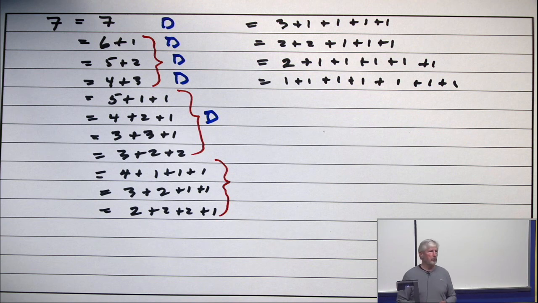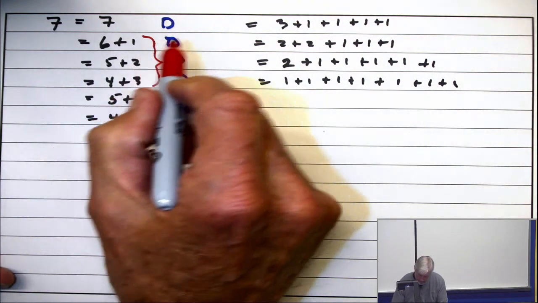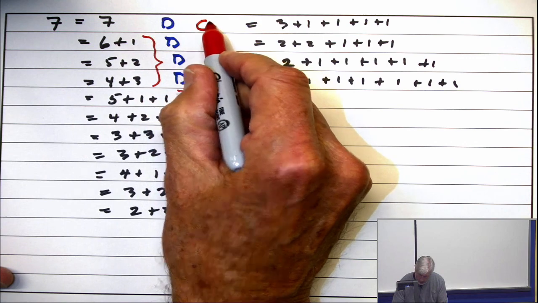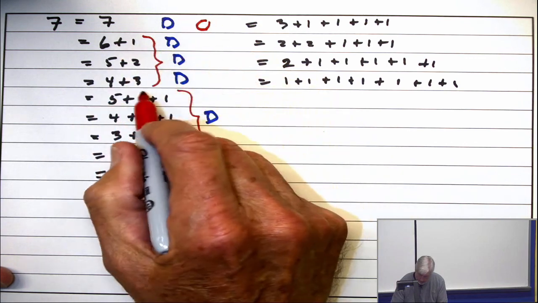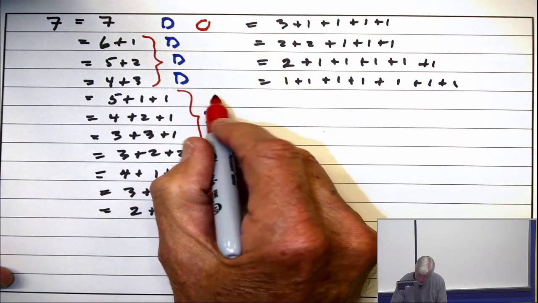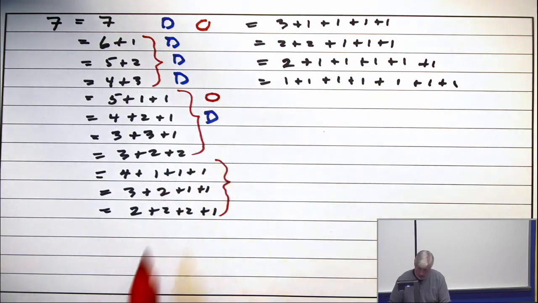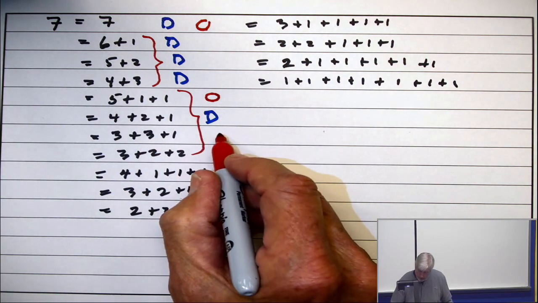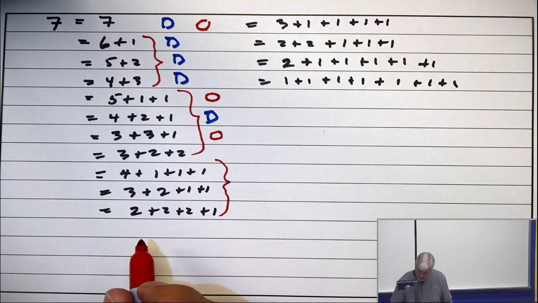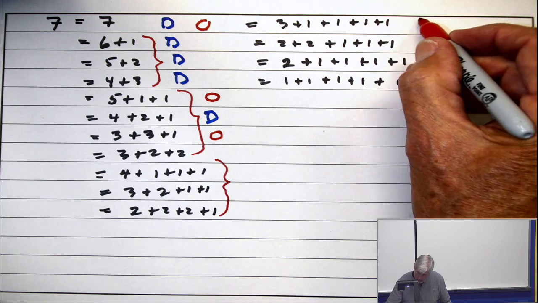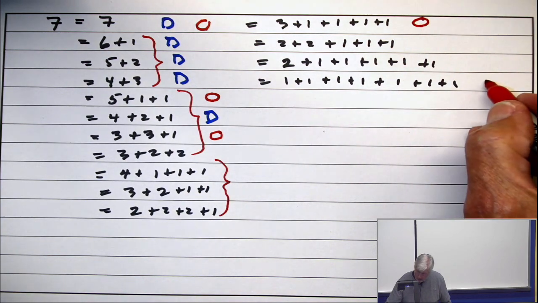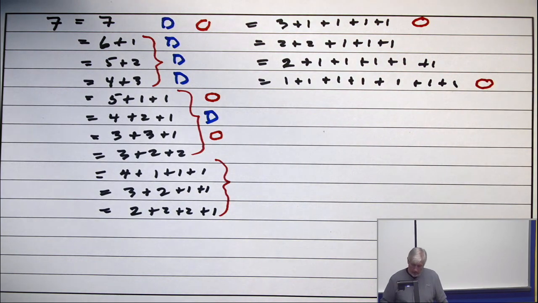How many partitions into odd parts? I'm going to put an O. That part is odd, even, 5 and 2 even, 4 and 3 even, 5. Oh, here's another one. 3, 3, and 1, that's odd. Oh, all these are odd, and all these are odd. So, 5 of each of those.